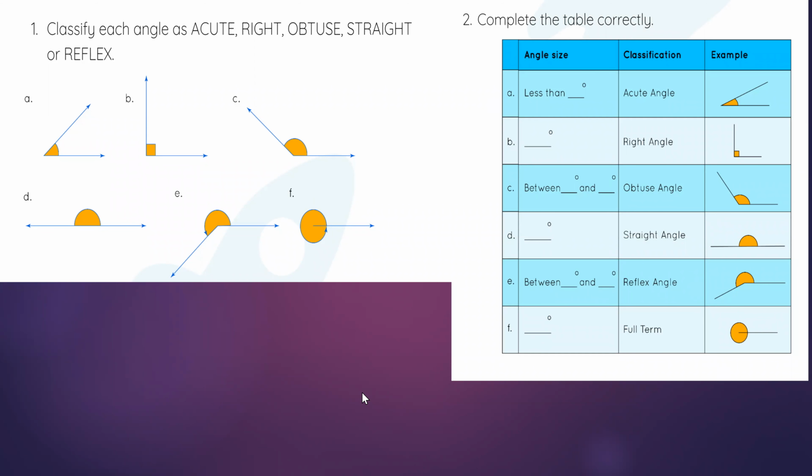Kenyon. What number you on? 1E? Do you understand what to do?